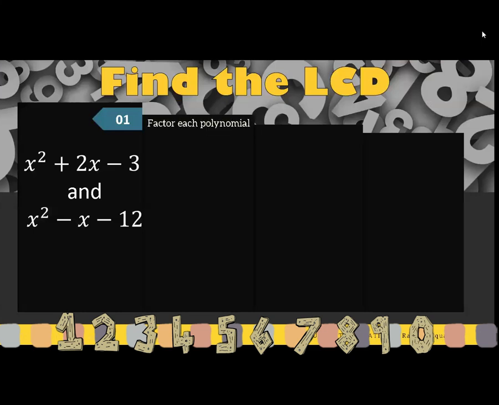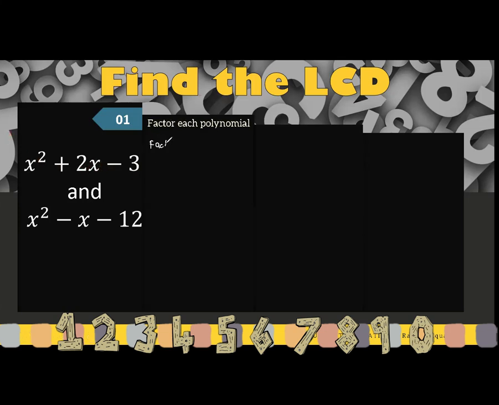First one, find the LCD of x squared plus 2x minus 3 and x squared minus x minus 12. The first step is to factor each polynomial. For our first polynomial, we're given x squared plus 2x minus 3. Now, we have to find the two factors of negative 3 that will give a sum, which is positive 2. In this way, we can easily find the two factors of this given polynomial.